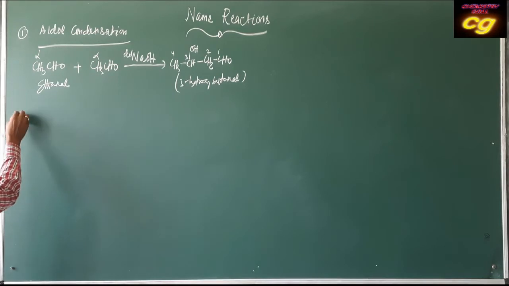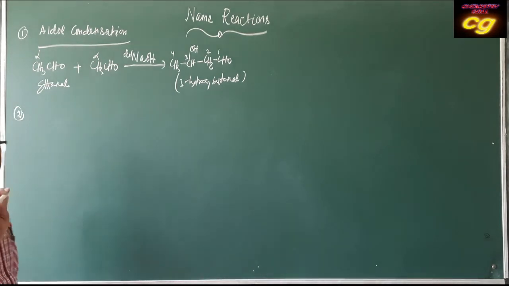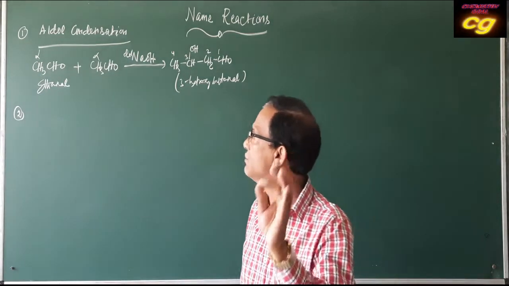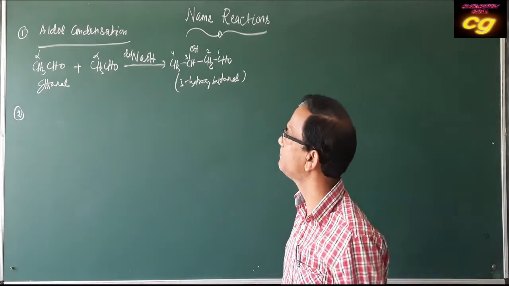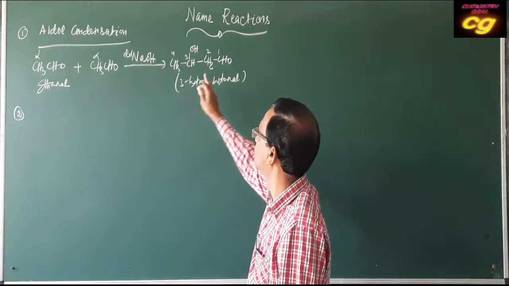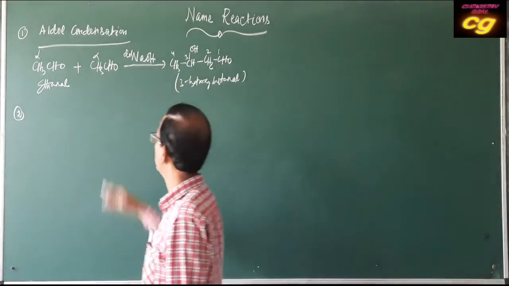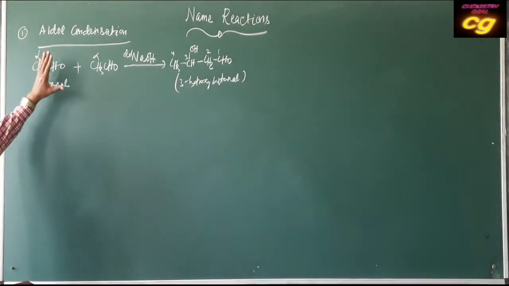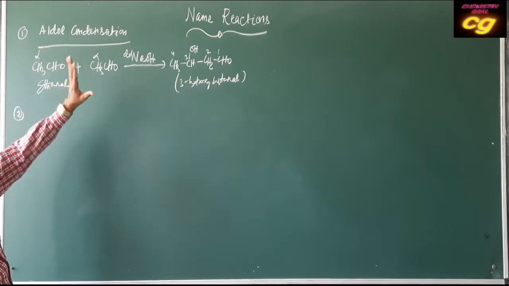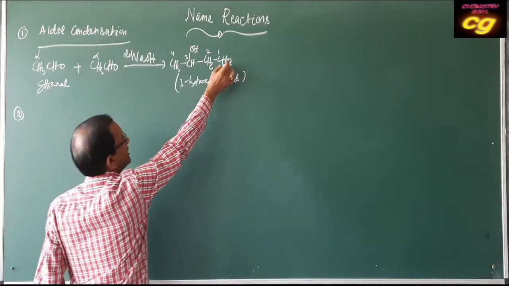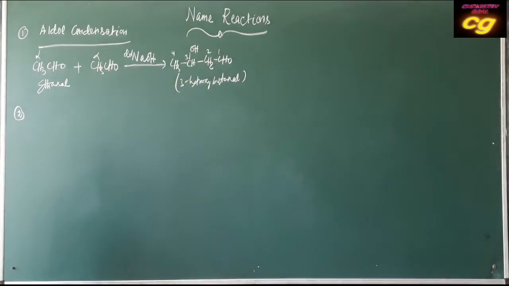Another important thing: I will give you one example, I will not give more than one detail. So for any question you will be asked, you write one example, showing how a compound is converted to another compound having different functional groups using a particular reagent. That is called a name reaction. Here the first one is aldol condensation. It is called aldol because it has an aldehyde group and an alcohol group.